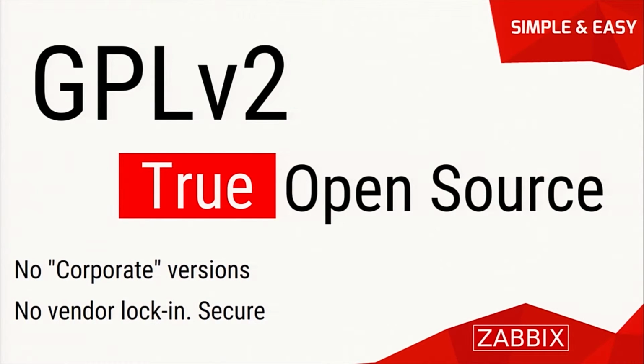There is no limitation in terms of the number of devices that you can monitor. There are no limitations on the number of values that you receive. The limitation is just your imagination, how many things you want to control in your infrastructure. And from GPL, from open source, come other benefits such as no vendor lock-in, security, and so on.